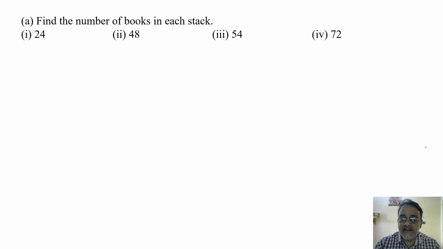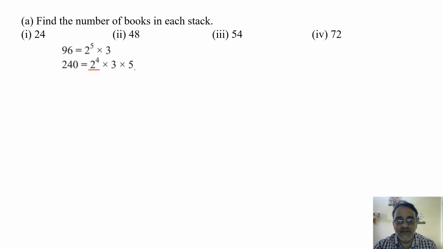So we have to find HCF because the expected value is lesser than the given value. So we will find the factorization first. 96 is 32 into 3, that is 2 to the power 5 into 3. Next number is 240. 240 is 16 into 15. So 16 is 2 to the power 4, into 3 into 5. 336 is 2 to the power 4 into 3 into 7.